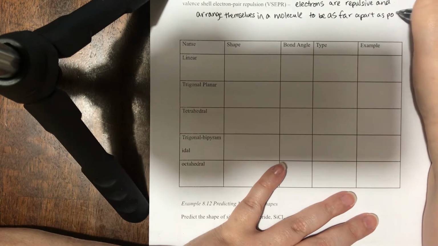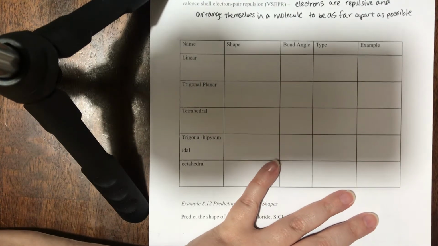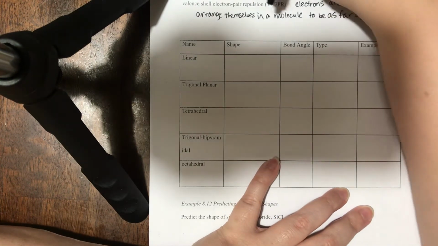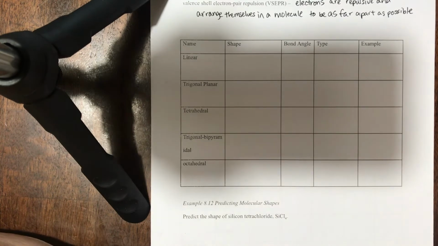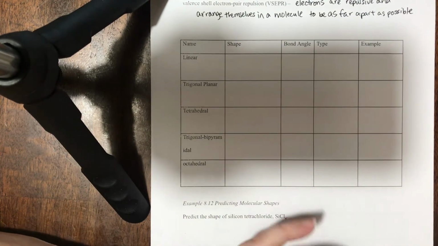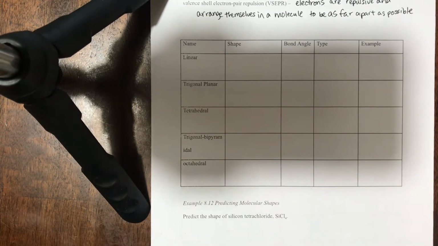So if I have two pairs of electrons, they're going to want to be on opposite sides of that molecule. But if I have three pairs of electrons, they're going to have to spread out too, and they use three-dimensional space. So there are 5 different ways that these can arrange themselves, 5 main shapes that you can get when you're trying to arrange electrons apart from each other. And the first one is linear.